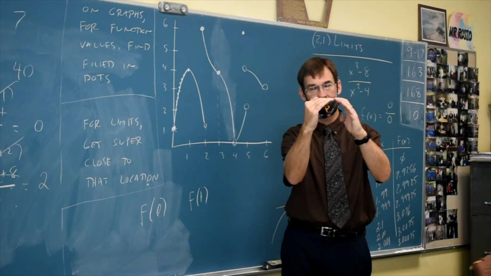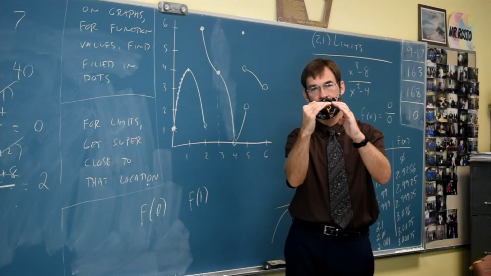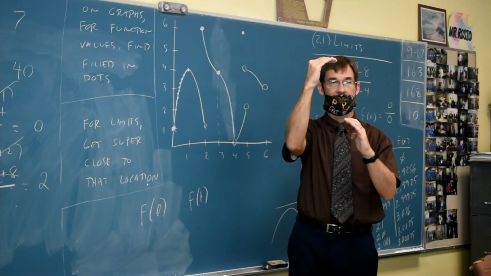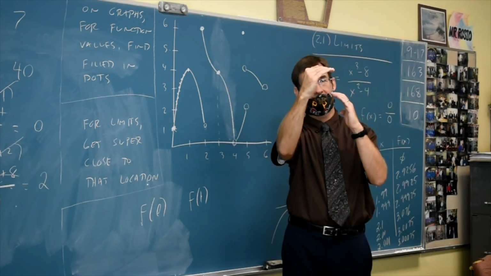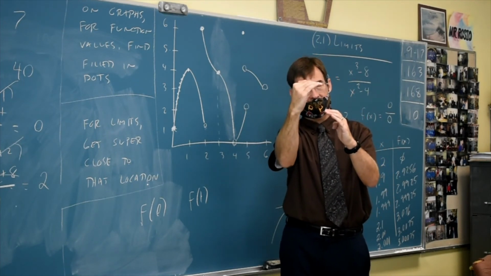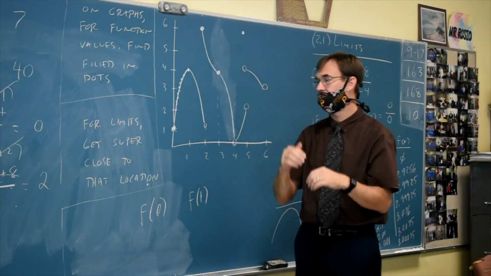Where the limit doesn't exist, to quote Mean Girls for the first time, is when we have this kind of thing. You've got a high road, you've got a low road, and they're not the same road. The spider is going to 2 different heights.